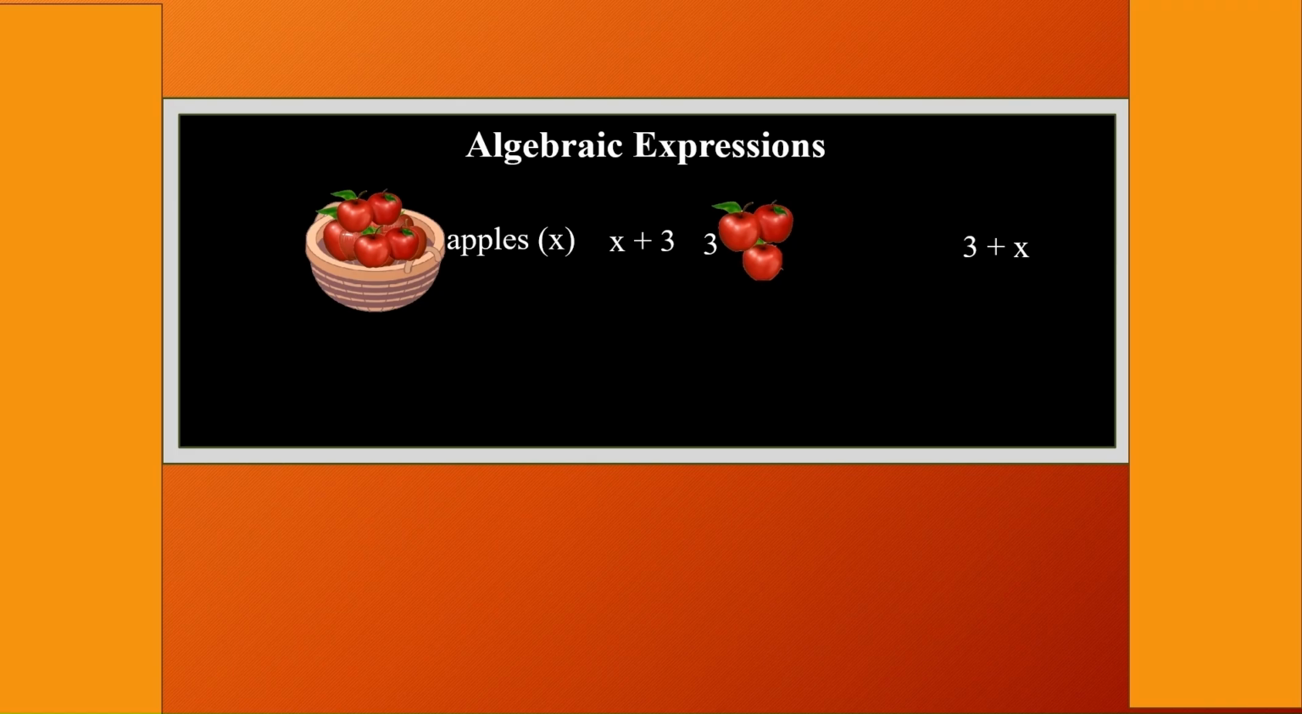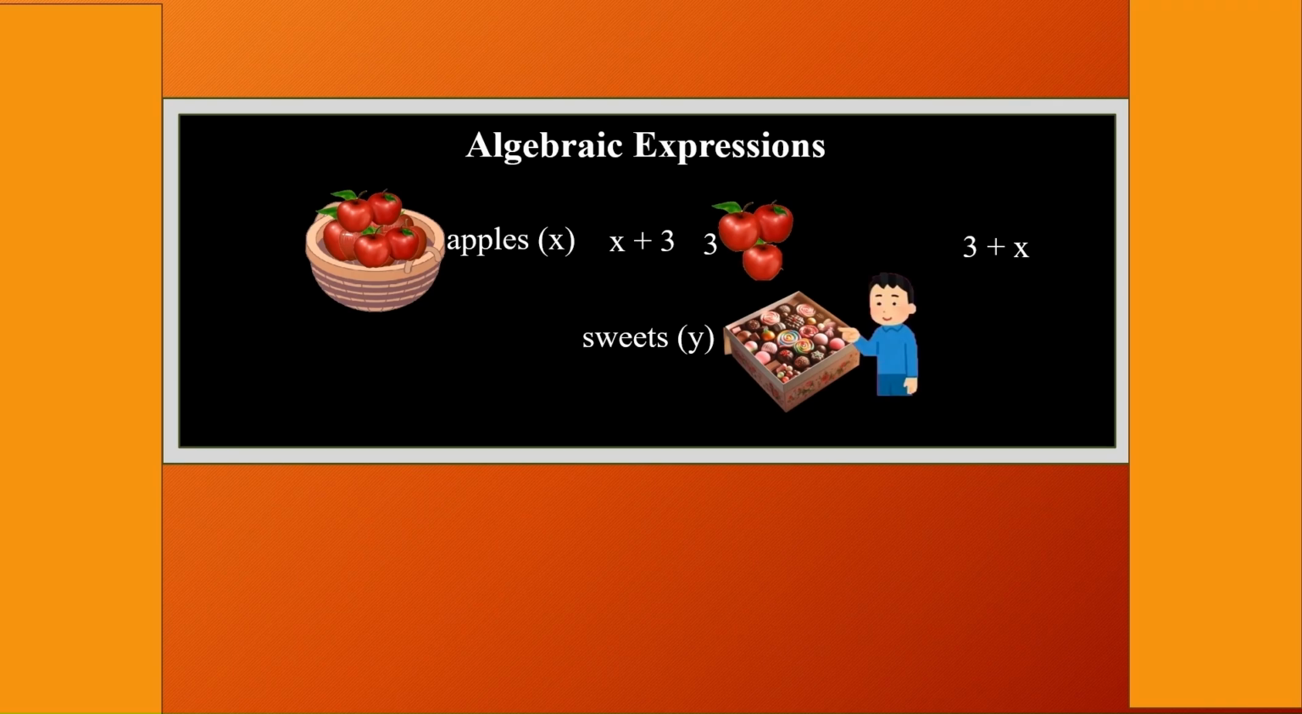Now one more example, there are y sweets in a box and Bob ate 3 of them. Then how many will be remaining? y minus 3. So here y minus 3 is the algebraic expression. Now I'll give you some more examples. 2x plus 7, 5x square plus 4x, 2y minus 7. All these are examples of algebraic expressions.